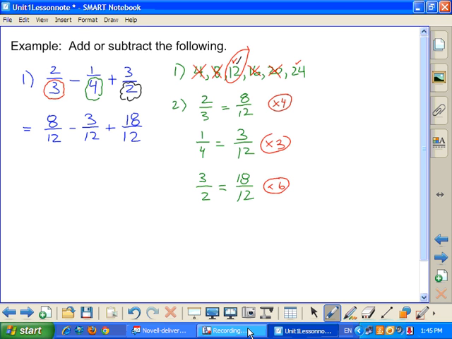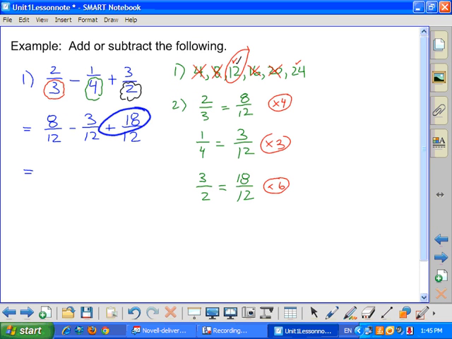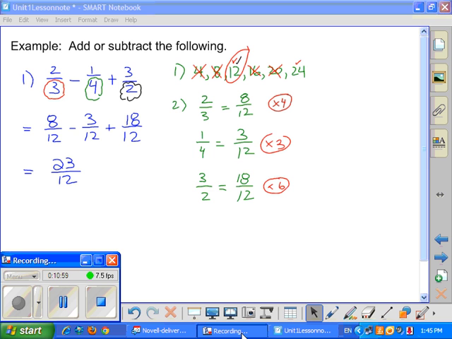So now we just have to do the numerators. It's multi-step. Like I said, you have a calculator if you're concerned. First thing I'm going to do is 8 take away 3. So 8 take away 3 would give me 5. And now I have to add 18. So 5 plus 18 is 23. So we end up with 23 over 12. Okay? So there's your upper end. That's your difficult question when it deals with more than 2 fractions. But it's the same process.